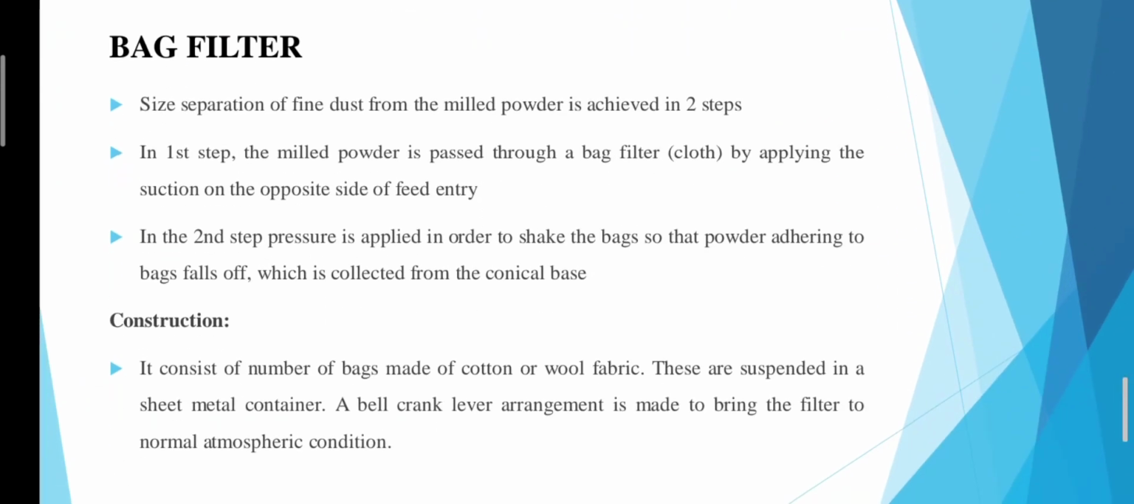Bag filter. Size separation of fine dust from the mill powder is achieved in two steps. In the first step, the mill powder is passed through a bag filter, that means cloth, by applying suction on the opposite side of the feed entry. In the second step, pressure is applied in order to shake the bag so that the powder adhering to the bag falls off, which is collected from the conical base.